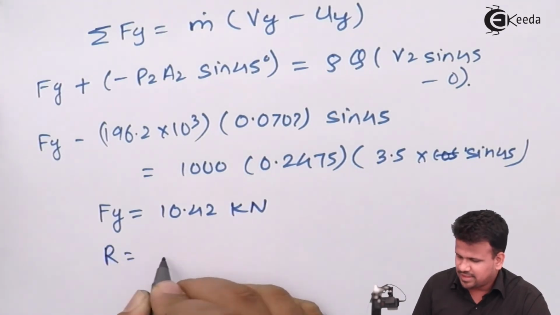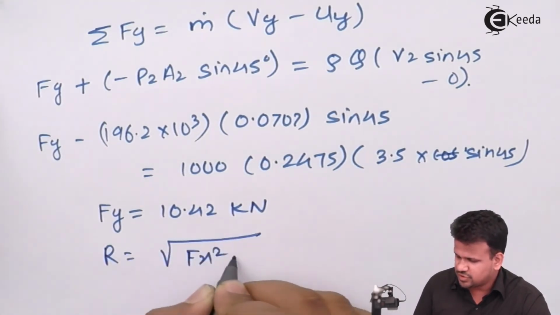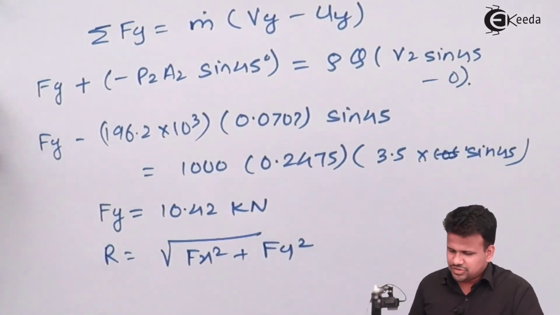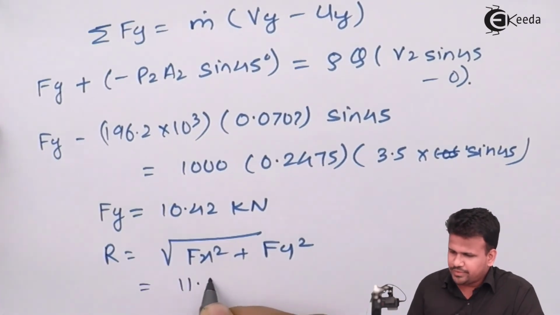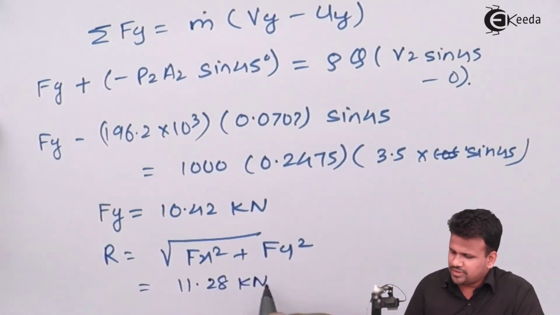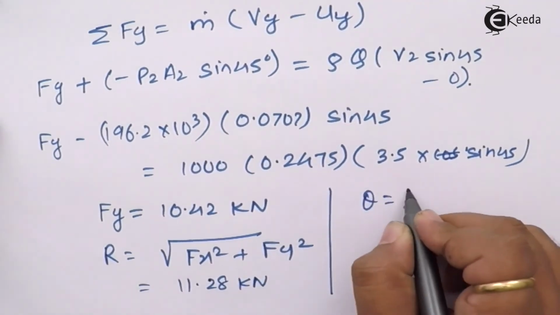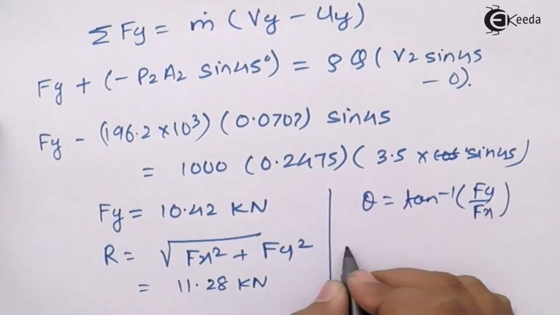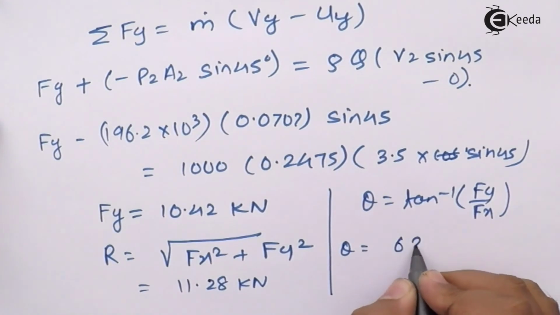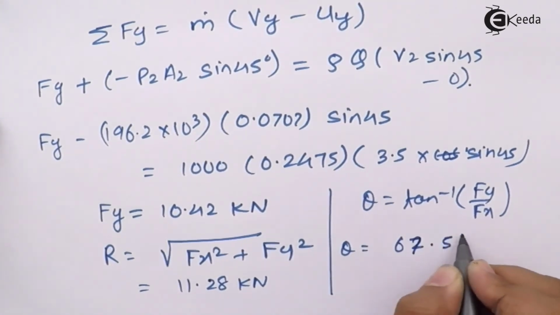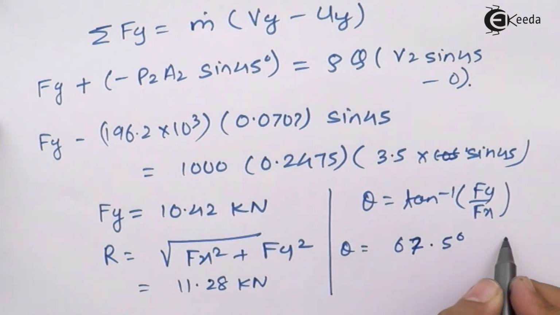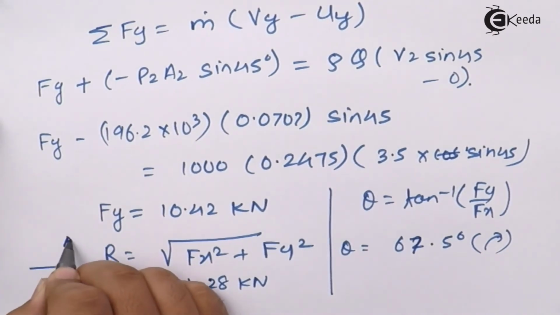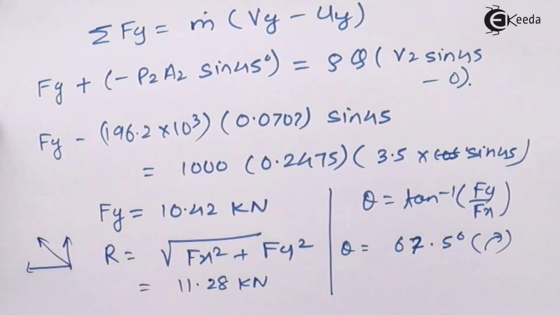So the resultant can be calculated as the square root of Fx squared plus Fy squared, that is the resultant force. On evaluation, this will give us 11.28 kilonewton, and theta will be equal to tan inverse of Fy upon Fx. So theta will be equal to 67.5 degrees, but it will be in the clockwise direction because the resultant of this entire part will come in the second quadrant.